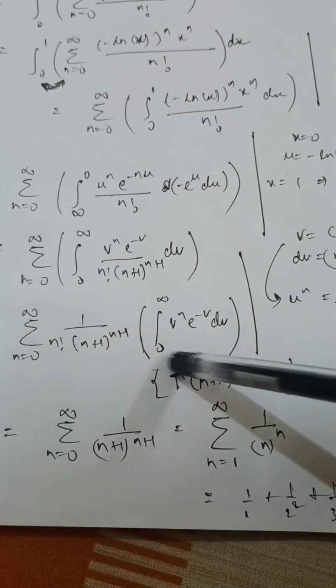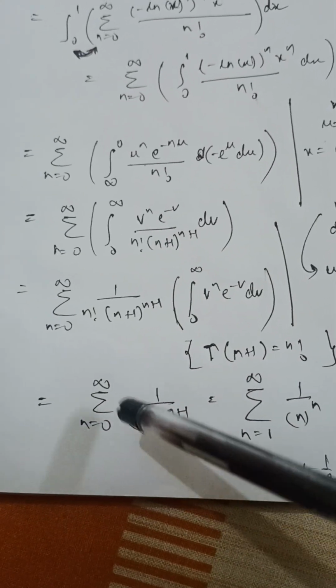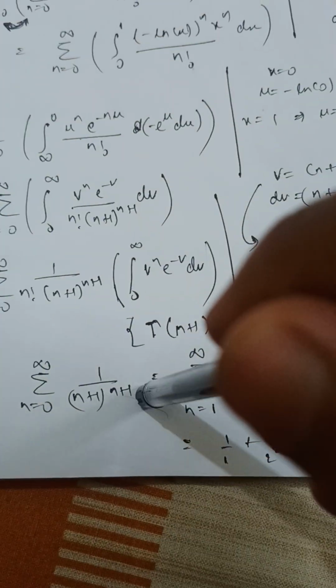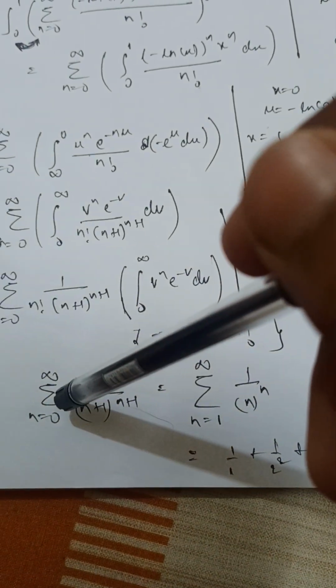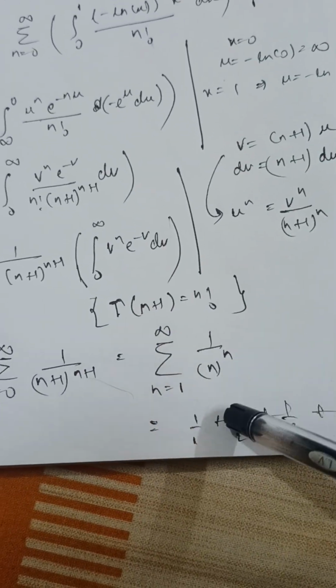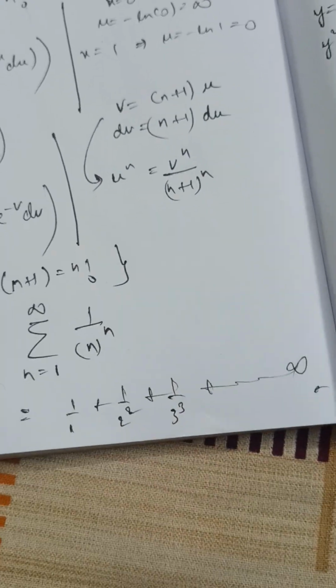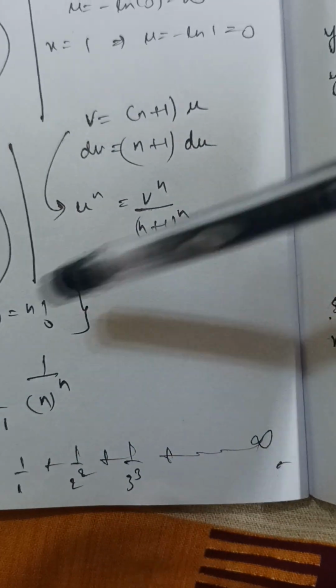So I am substituting this as n factorial, and then n factorial cancels out, and it becomes the summation from n equals 0 to infinity of 1 upon n plus 1 to the power n plus 1. I am writing n plus 1 as n, so the limits also increase by 1, and it becomes the summation from 1 to infinity of 1 upon n to the power n. You can see the interesting part here is that we originally had an integration of an exponential function, and the result we are getting is a discrete sum of these numbers up to infinity.